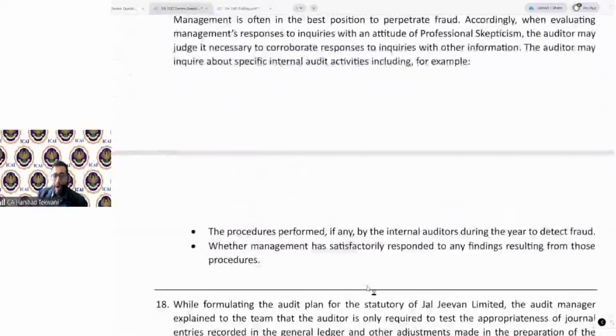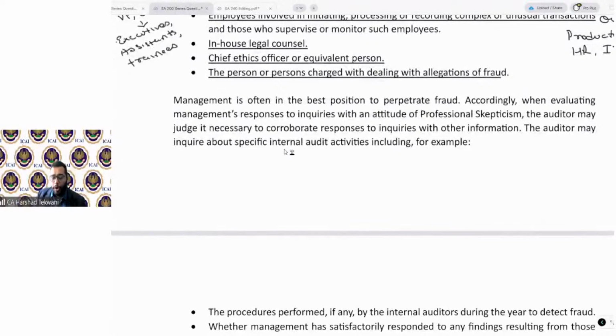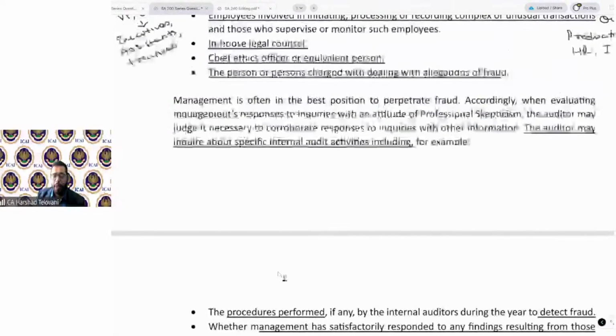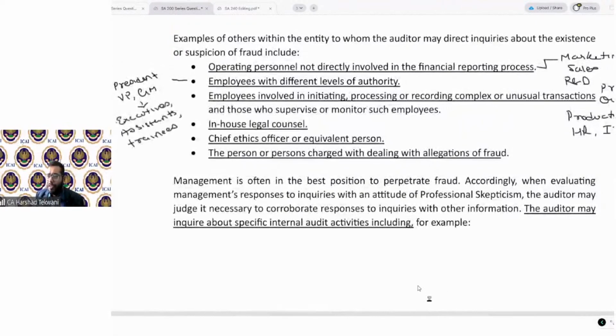Now, the auditor can also inquire with the internal audit activity, because that will also provide you good information. The auditor may inquire about specific internal audit activities, including procedures performed by the internal audit during the year to detect fraud. Second, whether the management has satisfactorily responded to any findings resulting from those procedures. So you can inquire with the internal audit plus other people to understand the fraud risk or any suspicion of fraud.